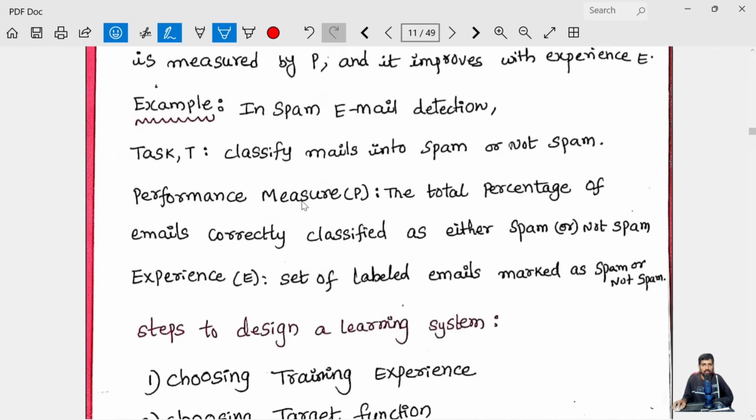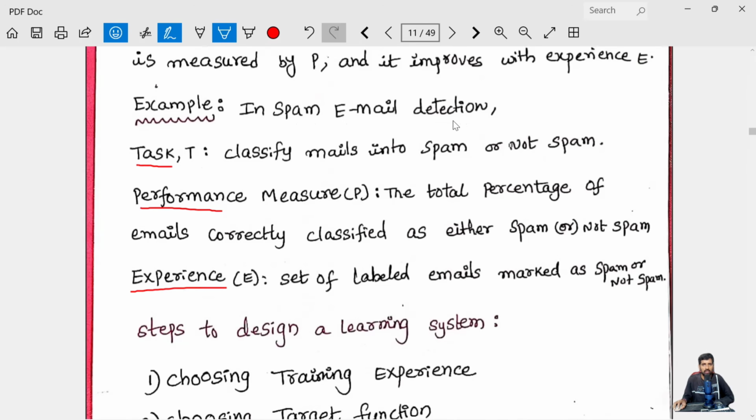So you see on the screen an example for designing a learning system. So in spam email detection, okay, we are going to identify three things. First one is the task, second one is the performance, and third one is the experience. So what is the meaning of task? Let us see what spam email detection means.